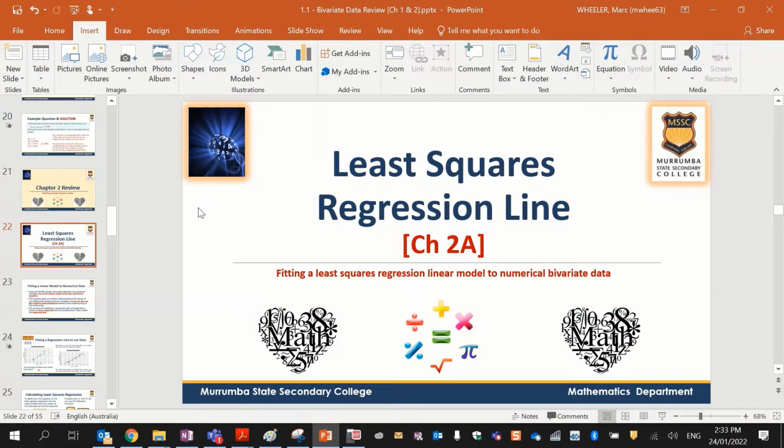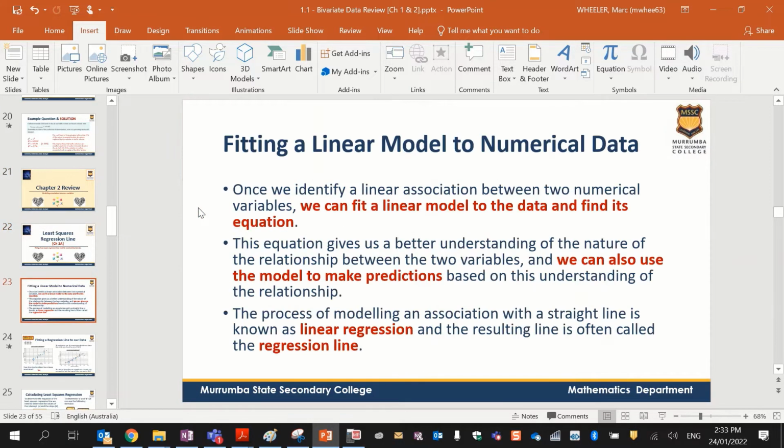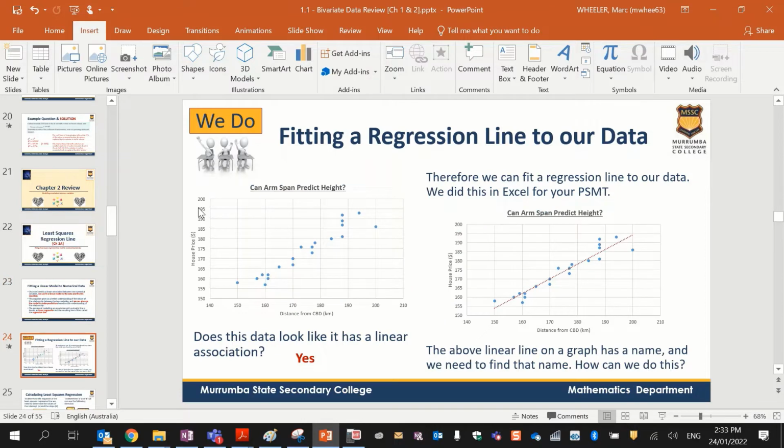So the first one is the least squares regression line: fitting a linear model to numerical data. Once we identify there's a linear association between two variables, we can fit a linear model to the data and find its equation. This equation gives us a better understanding of the nature of the relationship between the two variables, and we can also use the model to make predictions. This process of modeling an association with a straight line is known as linear regression, and it's often called the regression line. So here is an example.